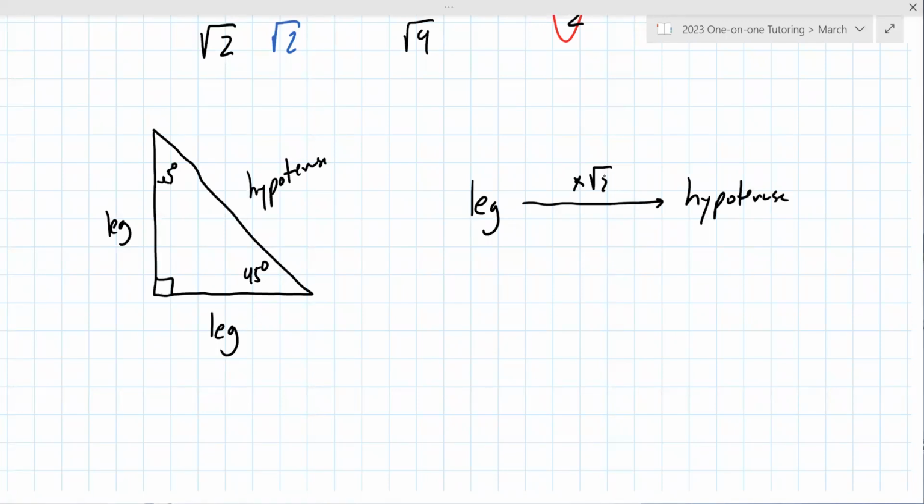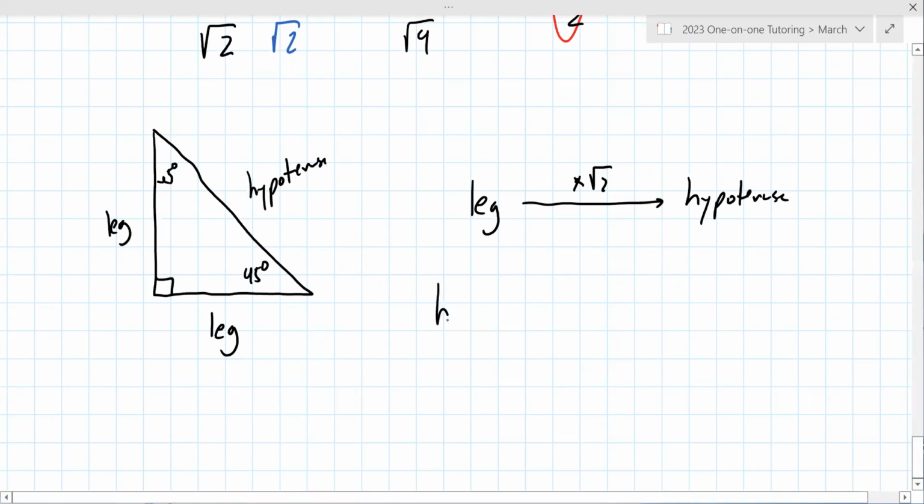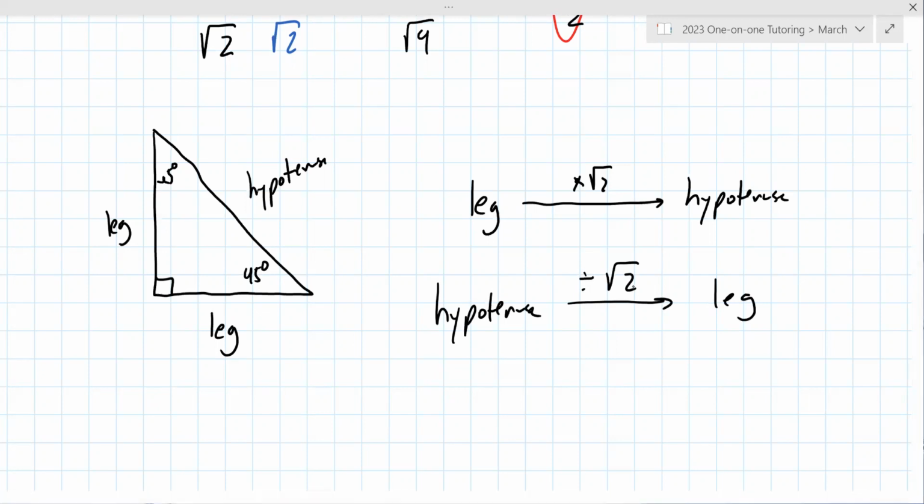And if you go the other direction, if you want to go from the hypotenuse to a leg, you divide by the square root of 2. So for the leg, you multiply by the square root of 2, and for the hypotenuse, you divide by the square root of 2.